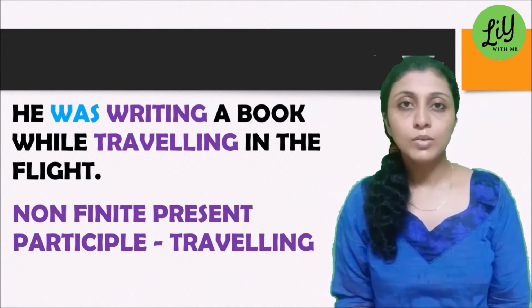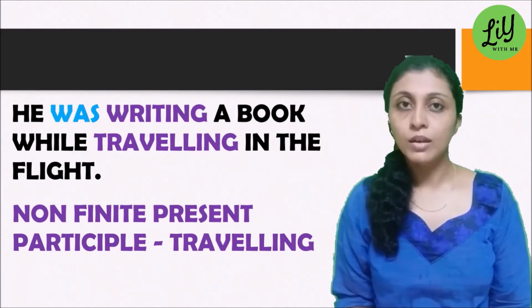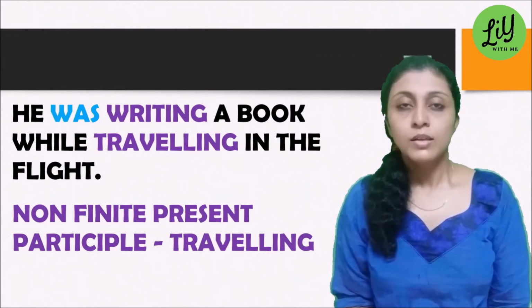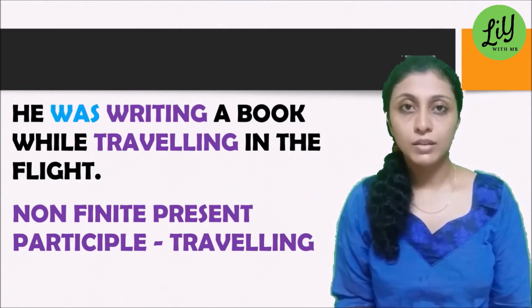So the main clause over here is he was writing a book, and the rest of the sentence, which is while traveling in the flight, is the subordinate clause, and this clause is dependent on the main clause. So in the main clause, if we observe, we have he was writing a book.